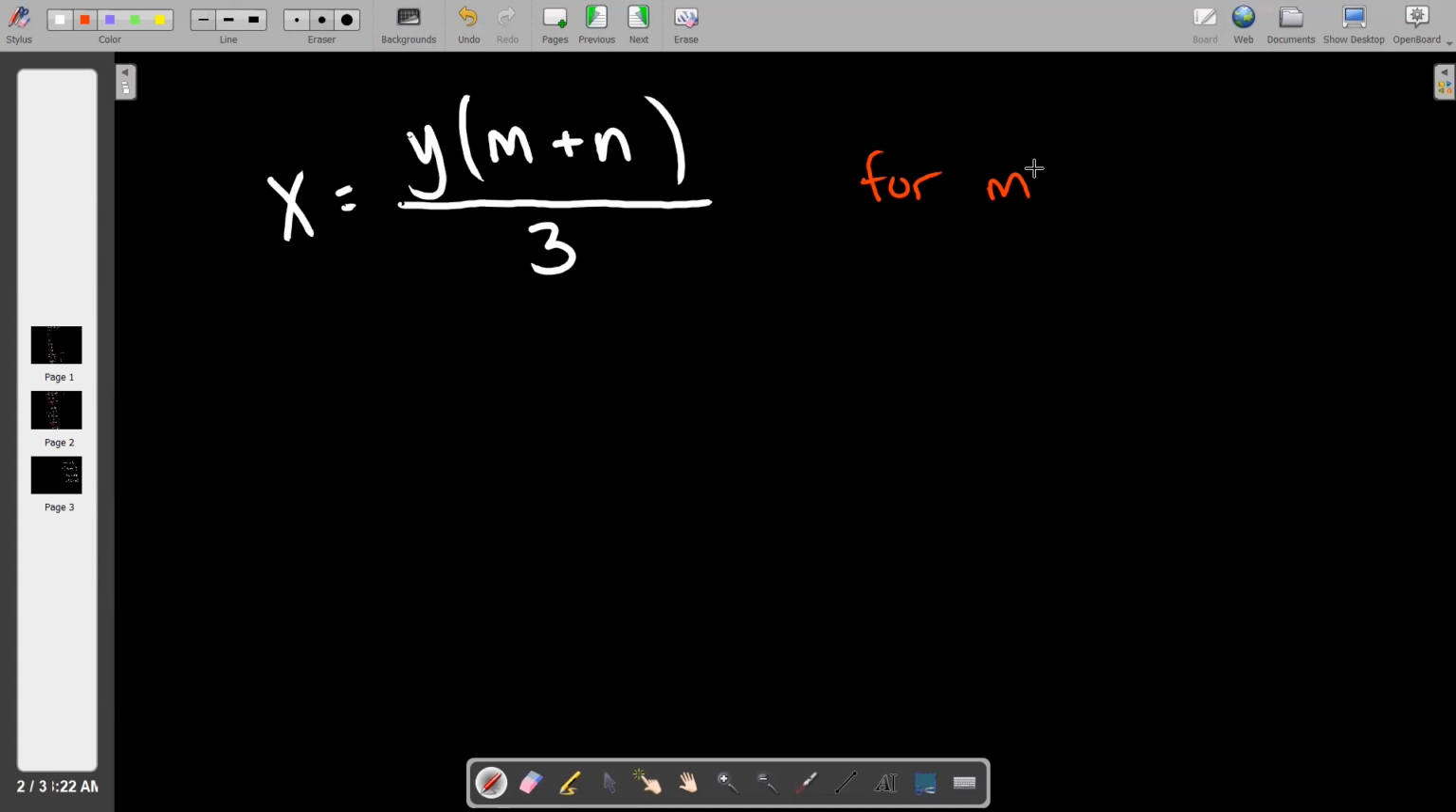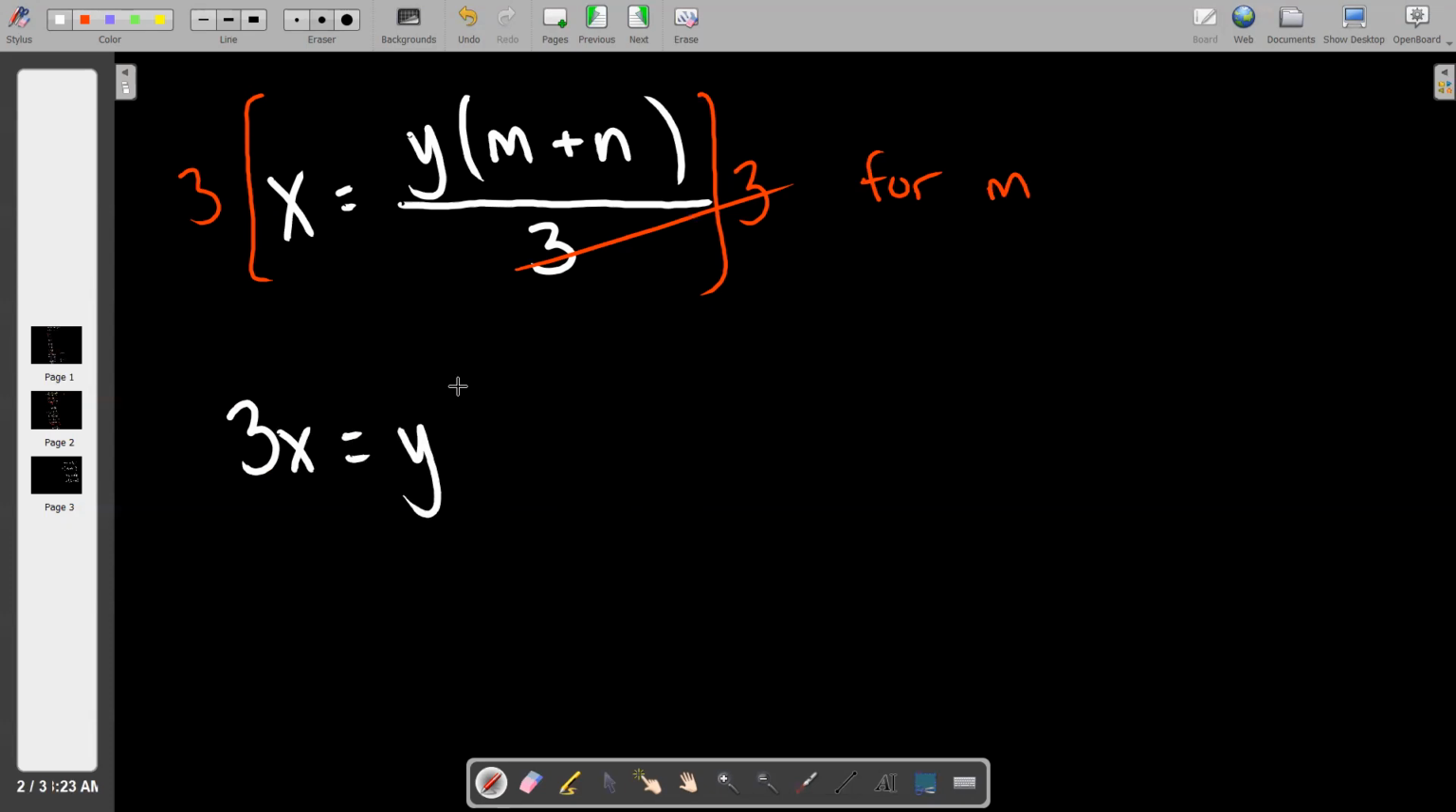So step 1, though, is what? No. Multiply by 3. Step 1 should just instinctively be to multiply by 3. We can't have this fraction gumming up the process. So these 3's over here are going to die. And now we have a brand new problem that says 3x equals y times m plus n.